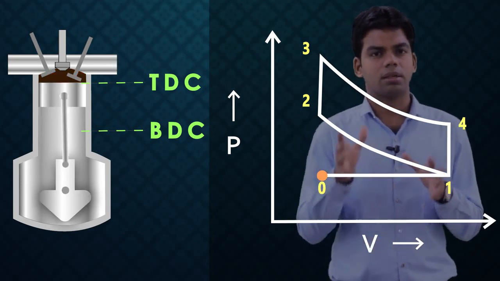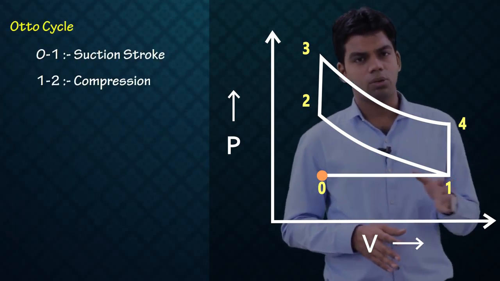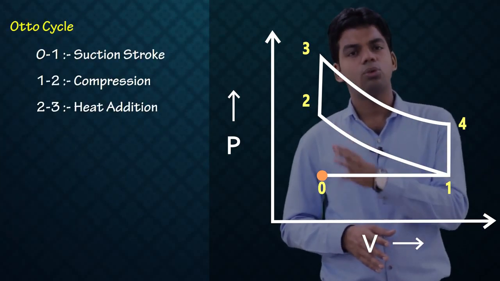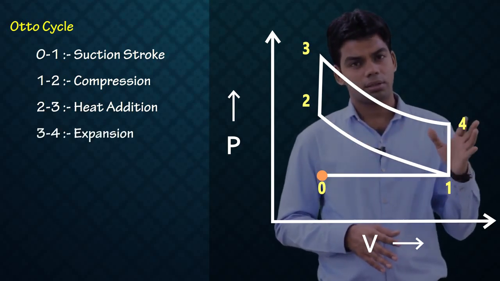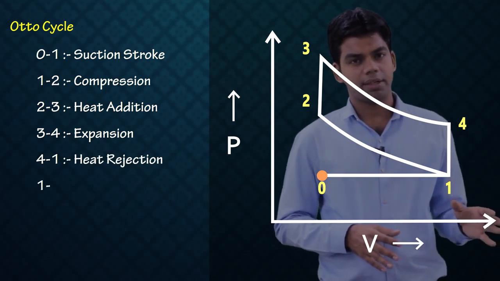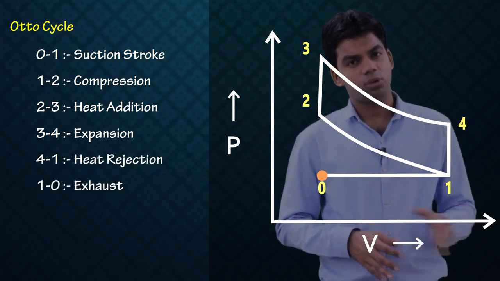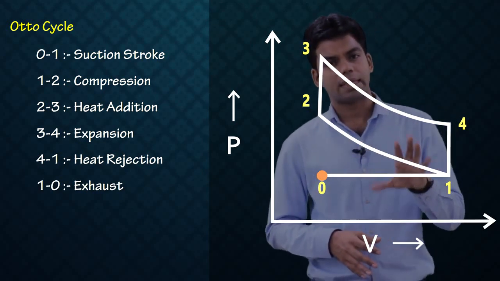So, this is the whole Otto cycle. 0 to 1 is the suction stroke, 1 to 2 is the compression stroke, 2 to 3 is a constant volume heat addition, 3 to 4 is the expansion stroke, 4 to 1 is a constant volume heat rejection, and then from 1 to 0 is again the exhaust stroke. So, this is the whole Otto cycle.